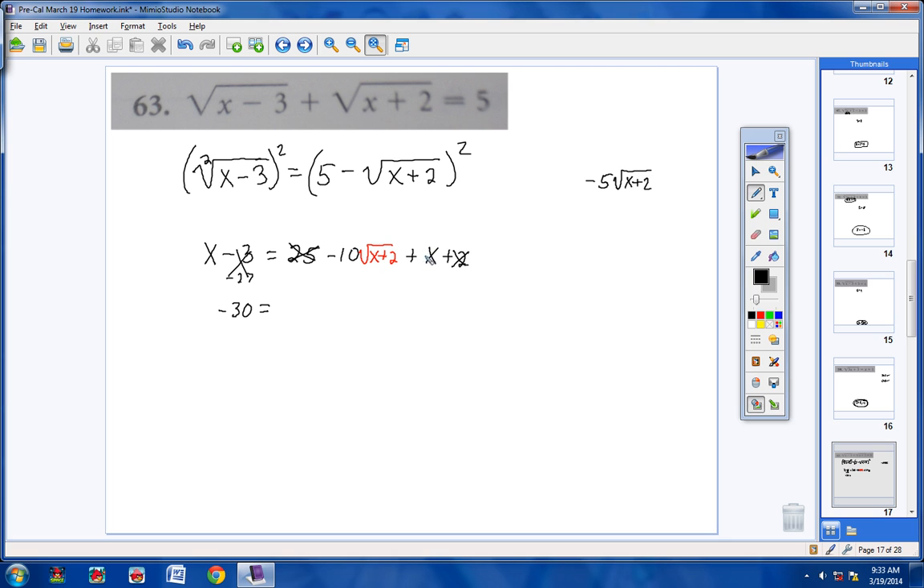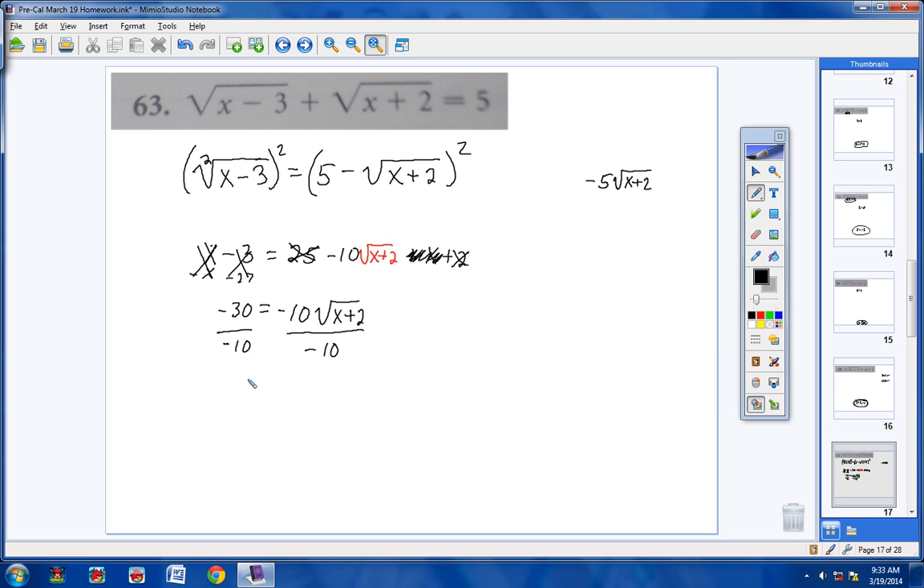Now look at your x. This is a positive x. I'm going to take that positive x and bring it over and make it a negative x. When I do that, these cancel out. They're gone. So I'm left with negative 30 equals negative 10 square root of x plus 2. Now because the negative 10 is being multiplied times the radical, I'm going to divide both sides by negative 10.